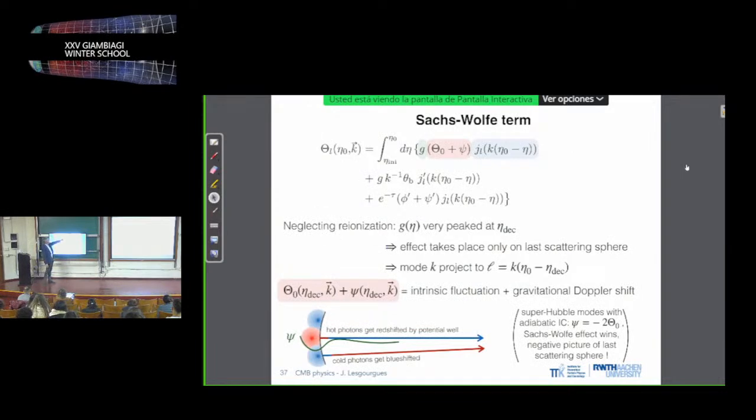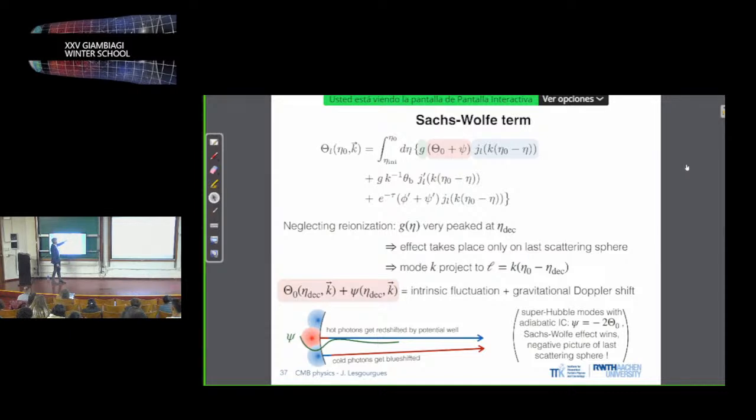In the first line, we have the visibility function. For simplicity, we will neglect reionization, and so we will consider that this function is very peaked around the time of photon decoupling, recombination. And so the first effect is an effect taking place at decoupling on the last scattering surface. And because the integrand is non-zero only when η is equal to η_dec, it means that the projection will always be done by this function evaluated at η equal η_dec.